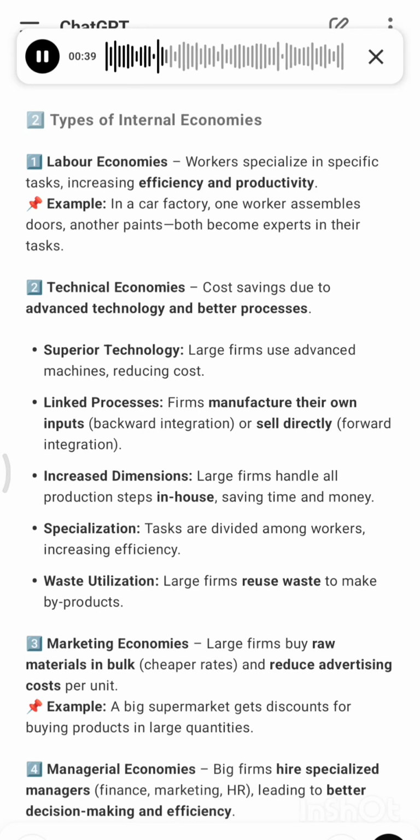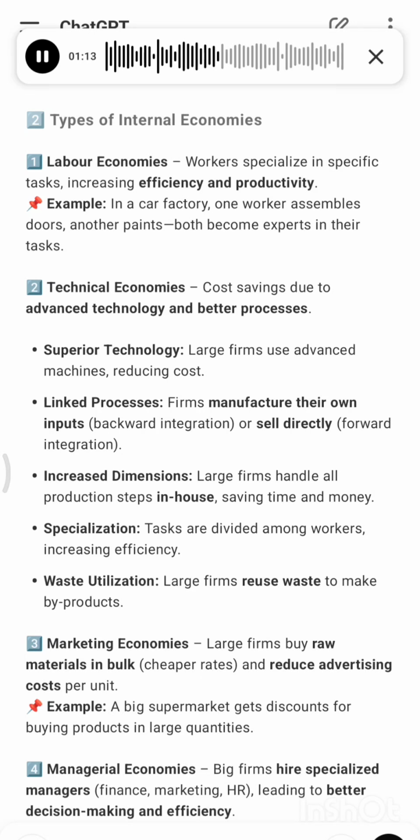2. Technical economies. Cost savings due to advanced technology and better processes. Superior technology: large firms use advanced machines, reducing cost. Linked processes: firms manufacture their own inputs, backward integration, or sell directly, forward integration. Increased dimensions: large firms handle all production steps in-house, saving time and money. Specialization: tasks are divided among workers, increasing efficiency. Waste utilization: large firms reuse waste to make byproducts.